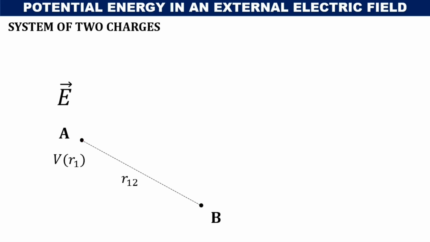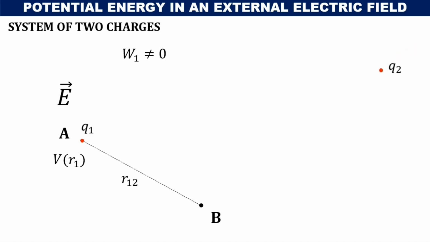Now, as usual, we are going to bring charge Q1 from infinity to position A, infinitesimally slowly without acceleration. Now we bring Q1 to position A. Therefore, the amount of work done in bringing charge Q1 from infinity to position A is not equal to 0.